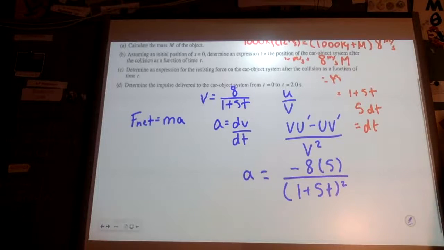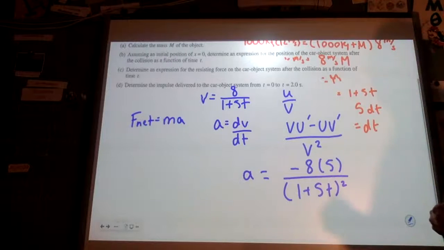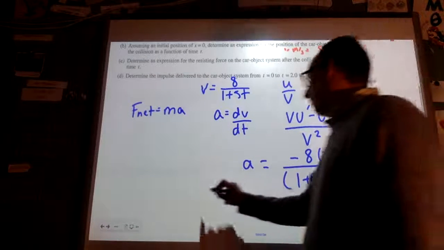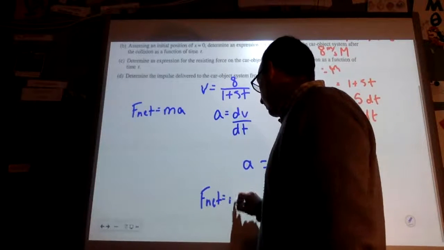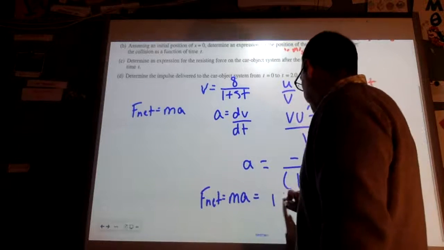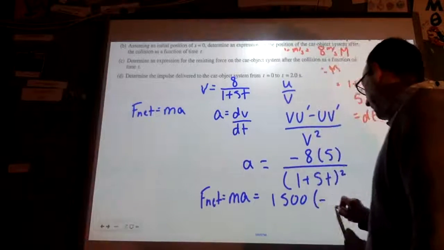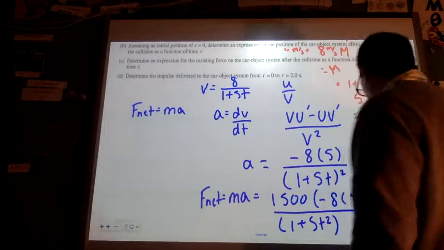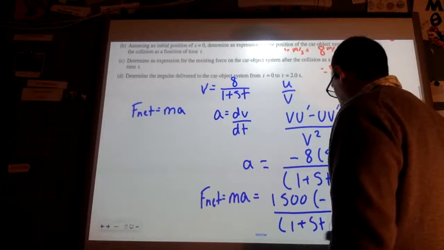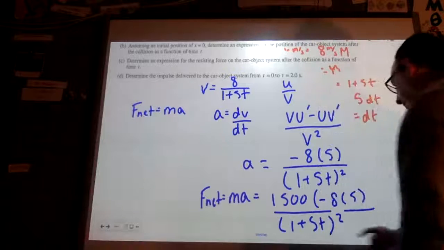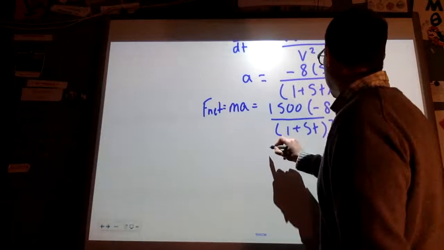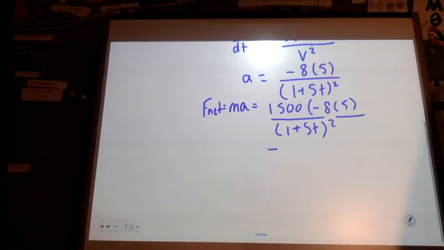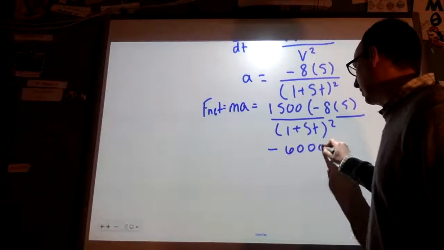And I'm going to multiply this by the mass. So this is going to be 1,500 times that, and the square should be outside of the parentheses. So our resistive force ends up being minus 60,000 on the top.